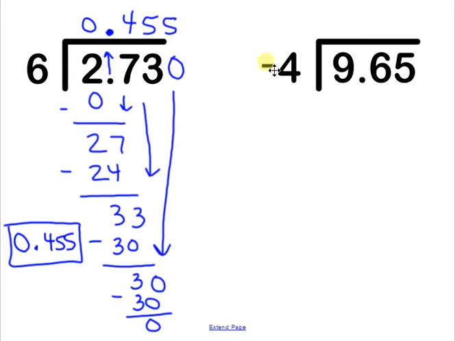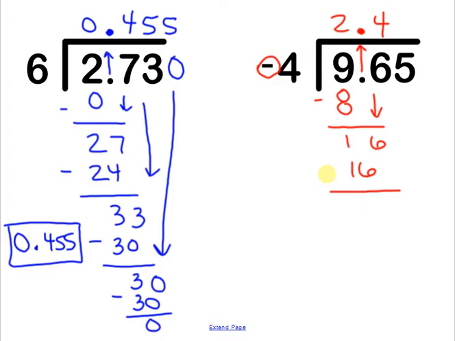All right. I'm going to circle my negative right there. Bring my decimal point straight up to the roof. 4 goes into 9 2 times. 2 times 4 is 8. Subtract. 9 minus 8 is 1. Bring down my 6. 4 goes into 16 4 times. 4 times 4 is 16. Subtract. 16 minus 16 is 0. Bring down the 5. 4 goes into 5 1 time. 4 times 1 is 4. Subtract. 5 minus 4 is 1.